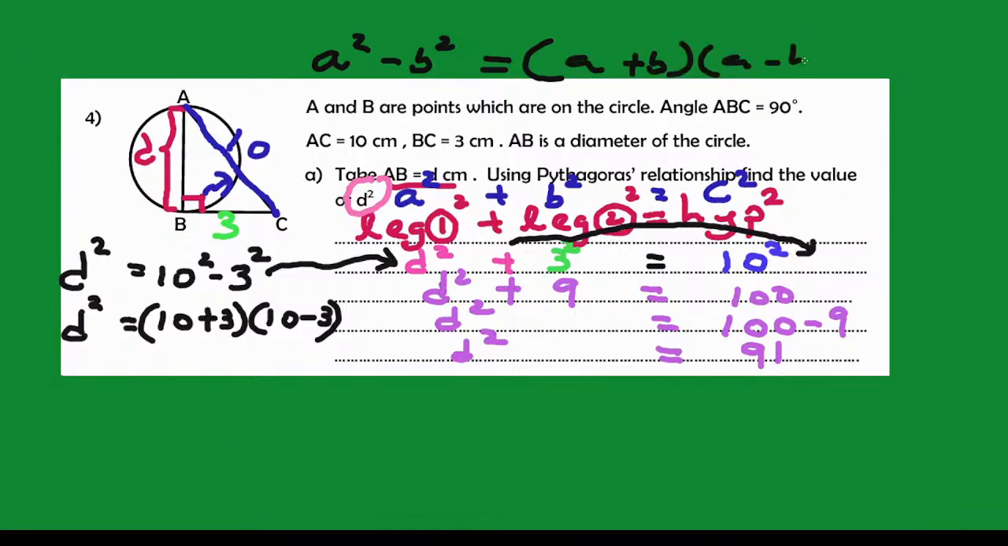Now, guys, I don't want you to use such fancy methods. What you can simply do is 10 squared is 100 minus 3 squared is 9. 100 minus 9 is 91. That's quite simple, right? But if you really want to use a fancy method, this is the fancy method. So d squared is equal to 10 plus 3 is 13 times 10 minus 3 is 7. So d squared equals 91, the same answer we got with our previous method. All right, we're done with part A. D squared is 91.